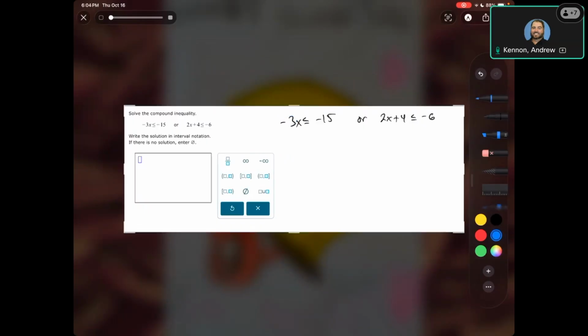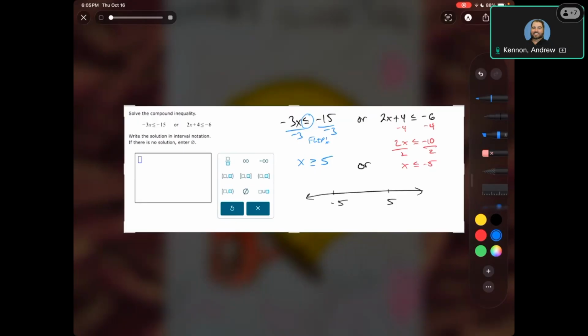Okay, so first thing I'm going to do is solve both of these. I'm going to divide this one by negative 3. When I divide an inequality by a negative, I flip the sign. So it becomes x is greater than or equal to 5. If you divide by a negative, you flip the sign. And then this one over here, I subtract 4 and divide both sides by 2. Okay. So now I have each answer. I have negative 5 and 5.